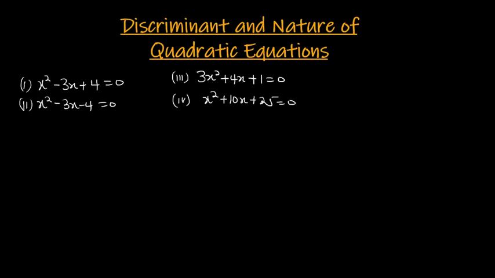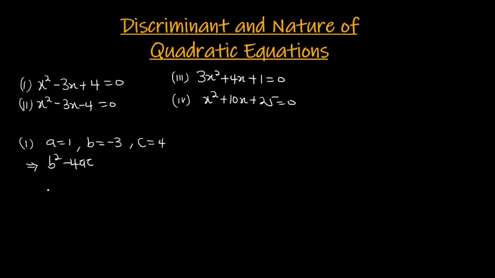Now the question is asking us to find the value of the discriminant and use it to find the number of real roots for each of the following equations. So for us to find the discriminant, we use the expression b squared minus 4ac. In this first equation, our a term is 1, which is the coefficient of the x squared term. Our b is negative 3, the coefficient of the x term. And then our c is the constant 4.